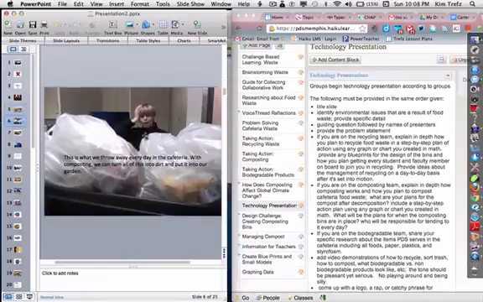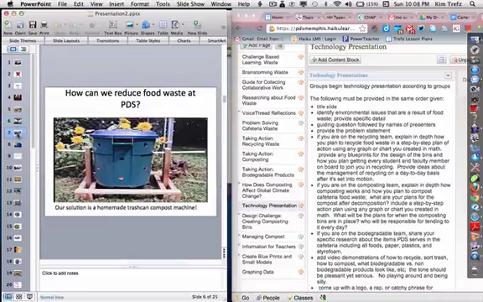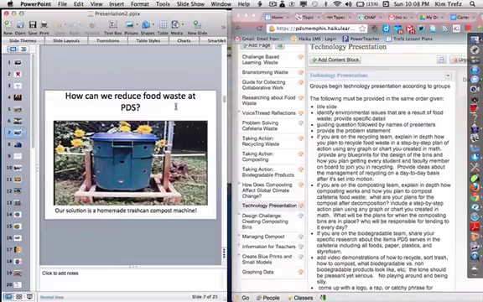This is good. This is what we throw away every day in the cafeteria. With composting, we can turn all of this into dirt and put it into our garden. I really like that. How can we reduce food waste at PDS? Okay, so here's the guiding question. We need to make sure that we have more in-depth, specific detail information about environmental issues, so it will give a purpose to this project.